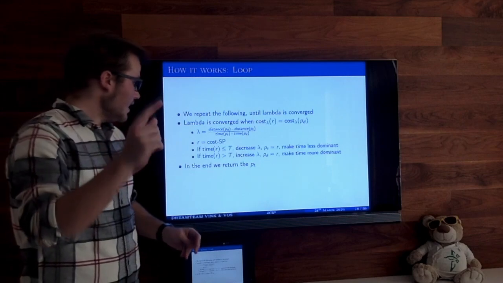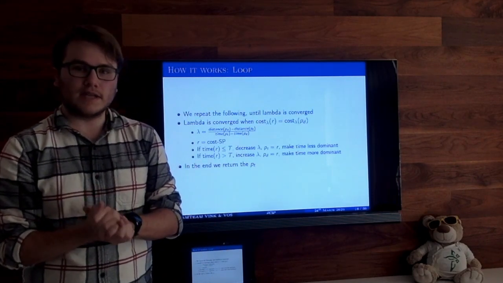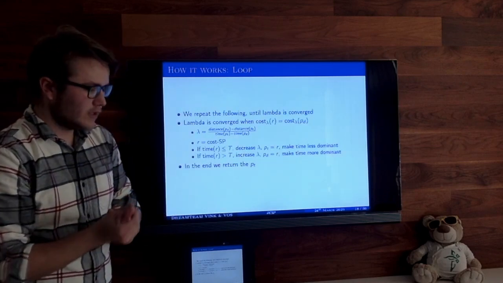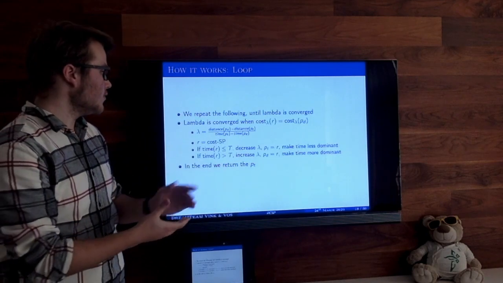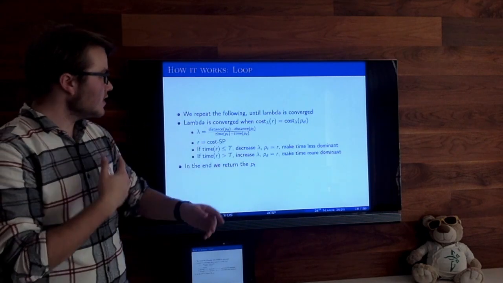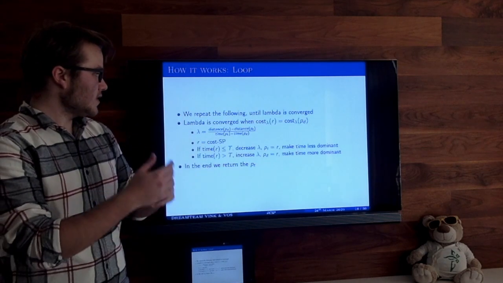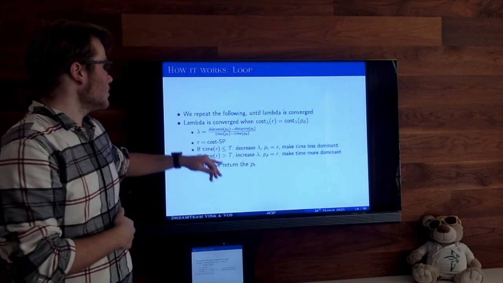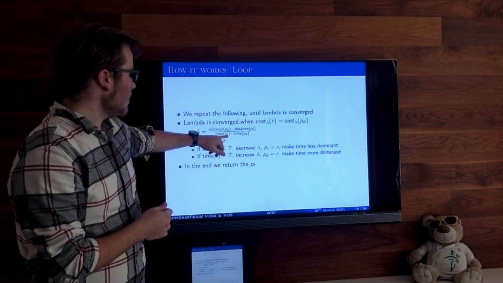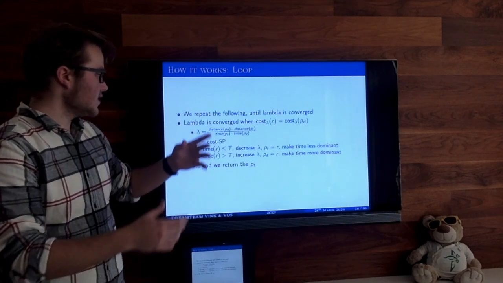So if the time of this path R is smaller than the time constraint, then we know that time needs to be less dominating in this path because we already satisfy the time constraint. So we need to decrease our lambda. We do this by setting our path of the time equal to r. So we make time less dominant. So we would put the path of the time in the denominator. This would in turn lessen the lambda.